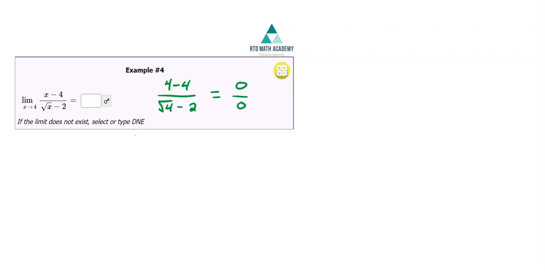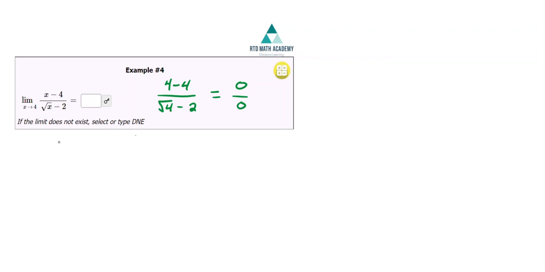And again, what we want to do is we'd like to cancel something. But in this case, there's nothing that obvious to cancel, right? Like we can't just factor this and cancel with the x minus 4 or anything. And we can't find a common denominator like we did in example 2. So what we're going to do is rationalize the denominator, which is a common method that is used when you end up with one of these square roots in the denominator.